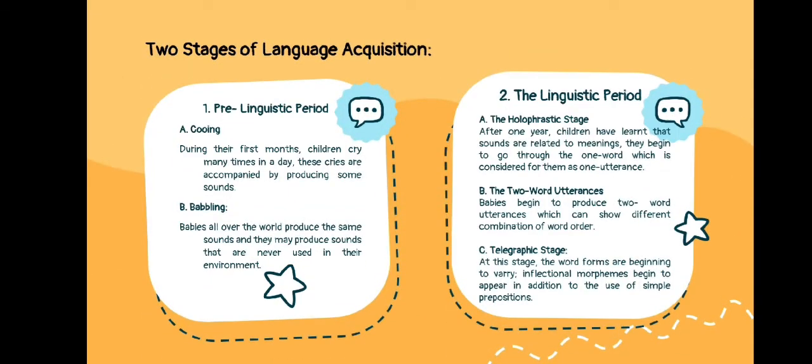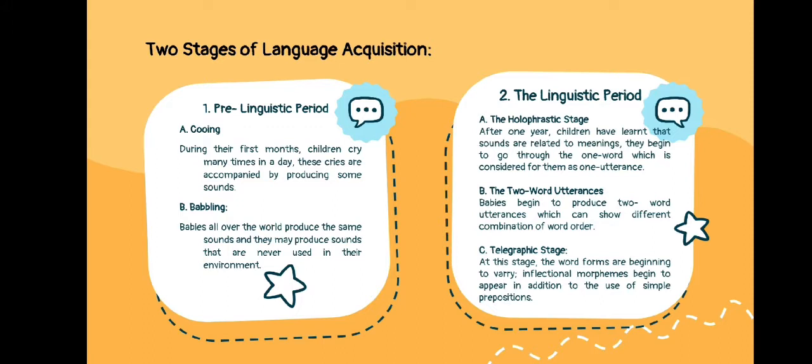So guys, there are two stages of language acquisition. First is the pre-linguistic period. A. Cooing. During the first month, children cry many times in a day. These cries are accompanied by producing some sounds. B. Babbling. Babies all over the world produce the same sounds, and they may produce sounds that are never used in their environment. Second, the linguistic period.